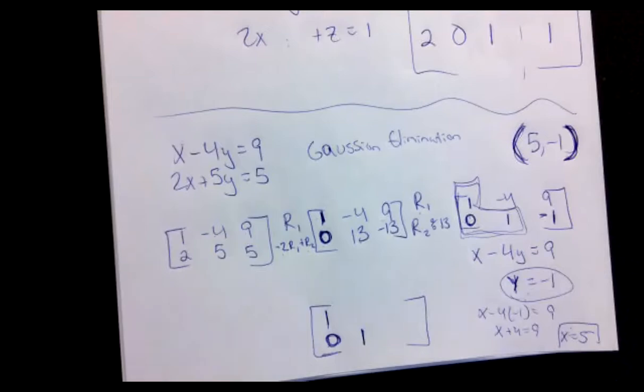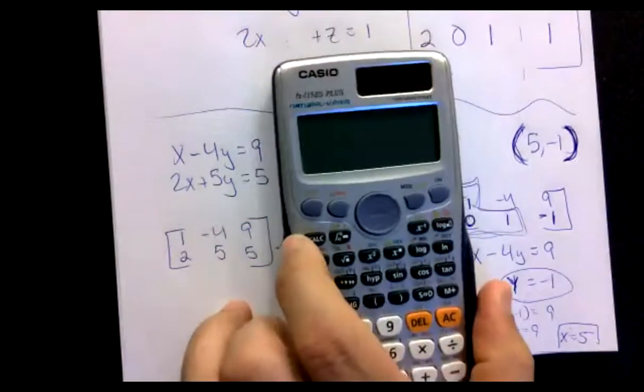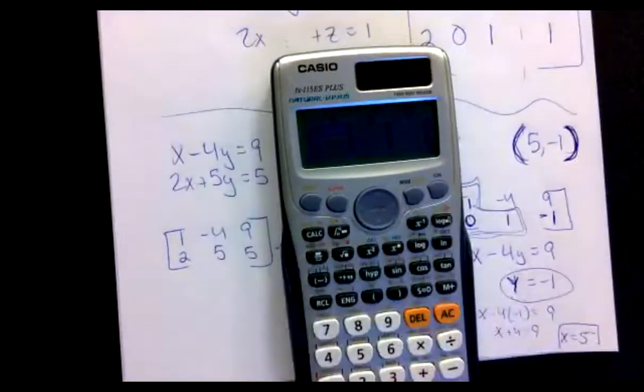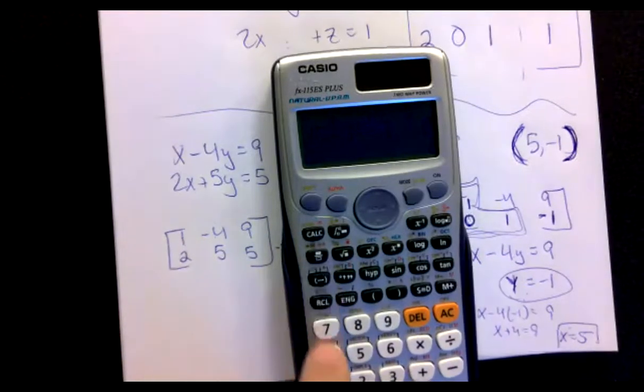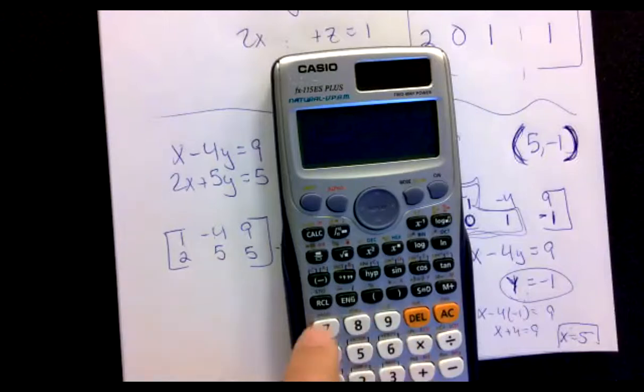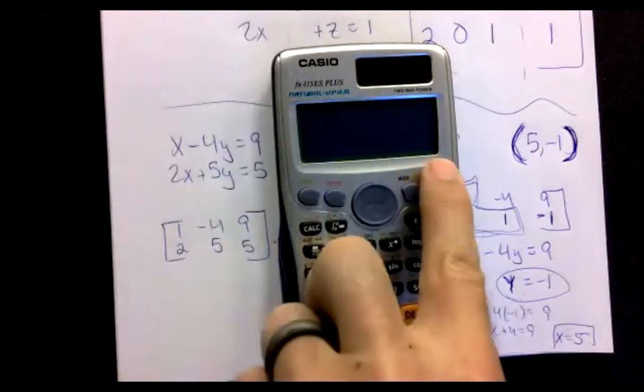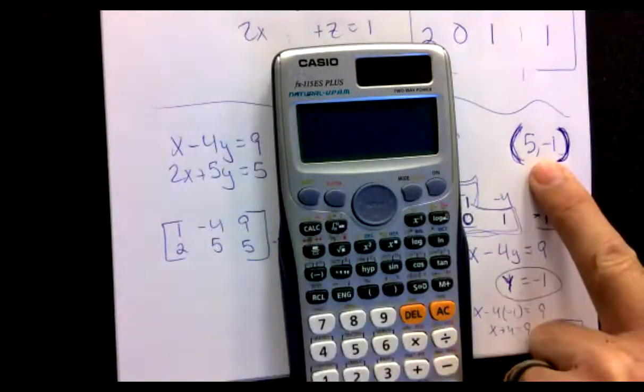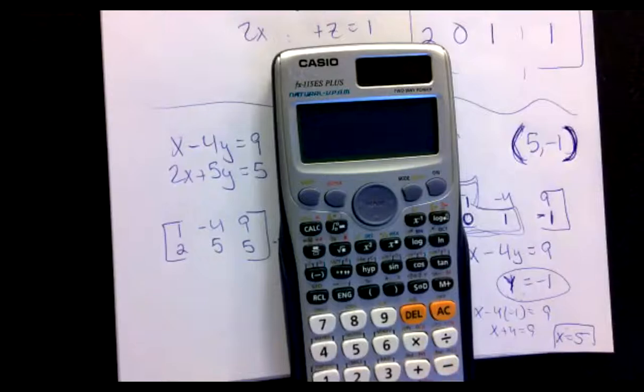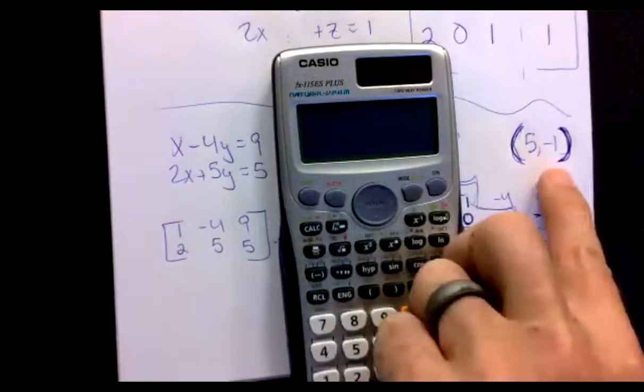Or the cool kid calculator will solve 2 variable equations just as easily as 3 variable. It's kind of the same button pushes. It's mode 5, 1. So instead of mode 5, 2, it's mode 5, 1. And again, you enter your augmented matrix in here. So 1, -4, 9, 2, 5, 5. And again, I hit equals. It says that x is 5, like it was. I hit equals again. It says y is -1, which it was.